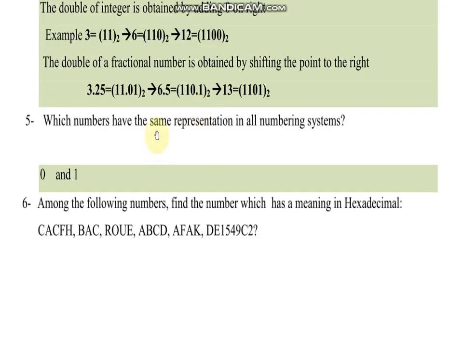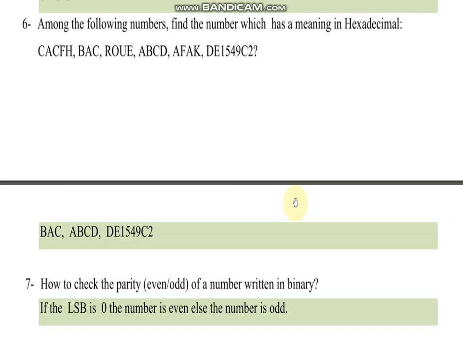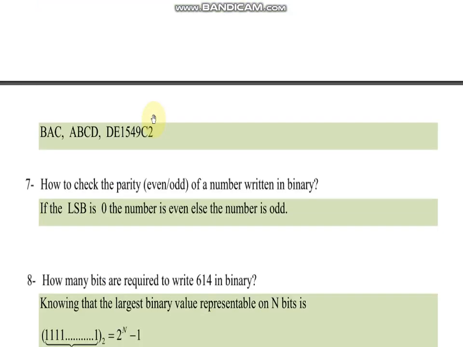Which numbers have the same representation in all numbering systems? There are two numbers, the 0 and the 1. Among the following numbers, find the number which has a meaning in hexadecimal. Here we have only BAC, ABCD, DE1549C2. For the others, there is no H, there is no U, and so on.